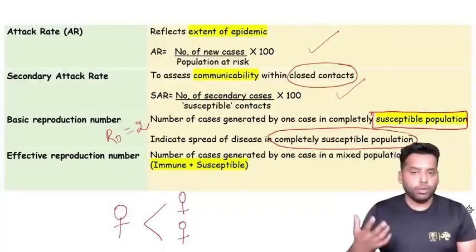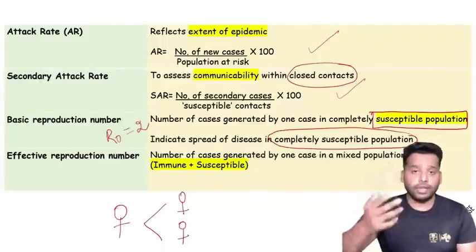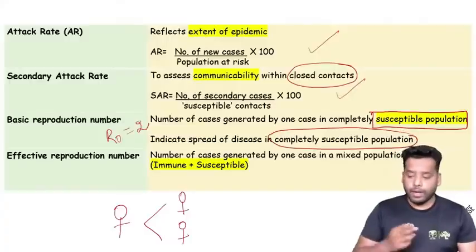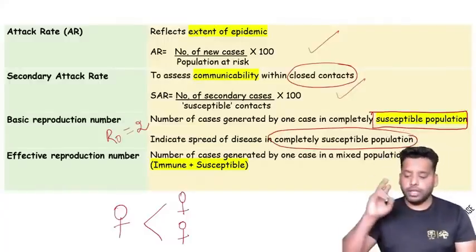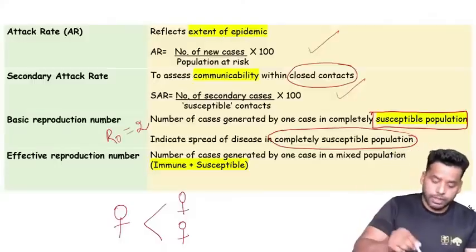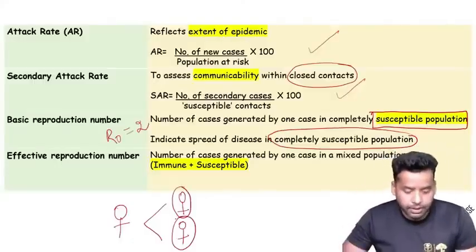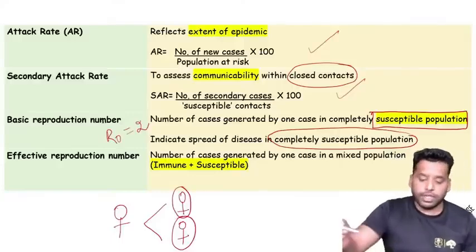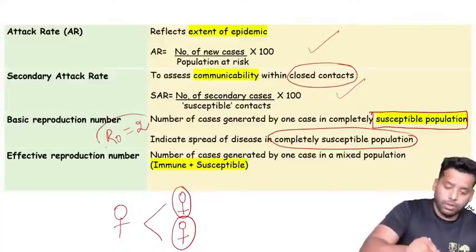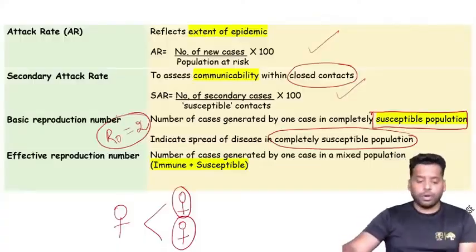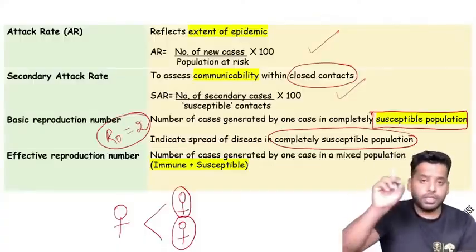Everyone is susceptible, a new disease like COVID comes. One case is generating 2 cases in the community. That is how the disease is spreading, transmission in the community. What is the basic reproduction number? R naught is 2. If R naught is 4, 5, 6, it's very difficult to control the disease. Lockdown, social distancing, and preventive measures like double masking will help in reducing the basic reproduction number.